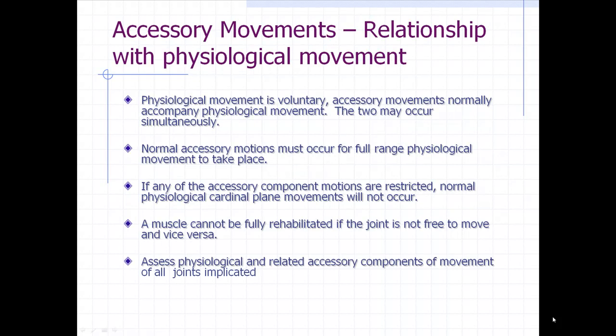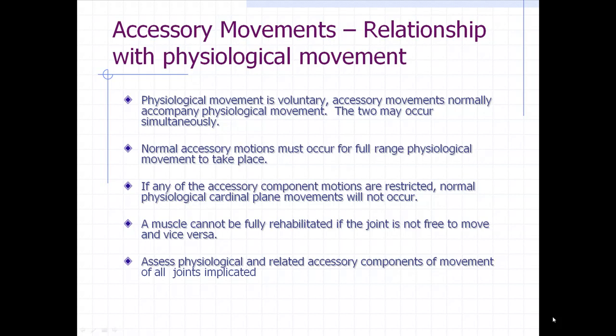Physiological movements are voluntary. Accessory movements are movements that cannot occur in isolation by primary muscle action, and these accessory movements may be an integral part of the physiological movement. The two often occur simultaneously. In order for full physiological motion to take place, the accessory movements must be present and full. If the accessory movement is inhibited in any way, then there is a significant loss of physiological motion. A muscle or a joint cannot be fully rehabilitated unless it is free to move through its complete range unimpeded.